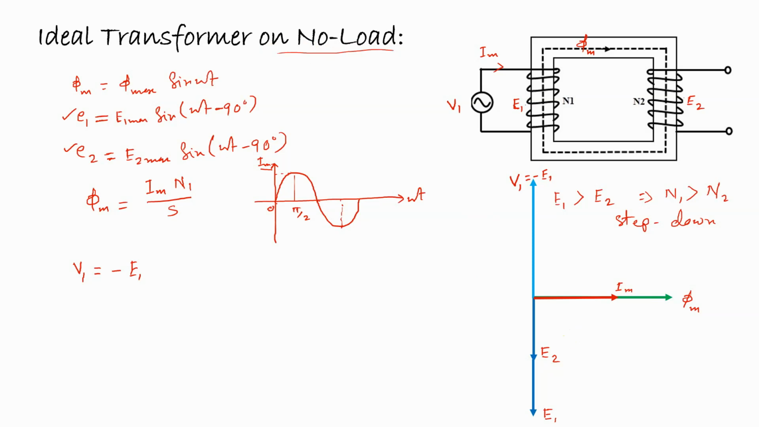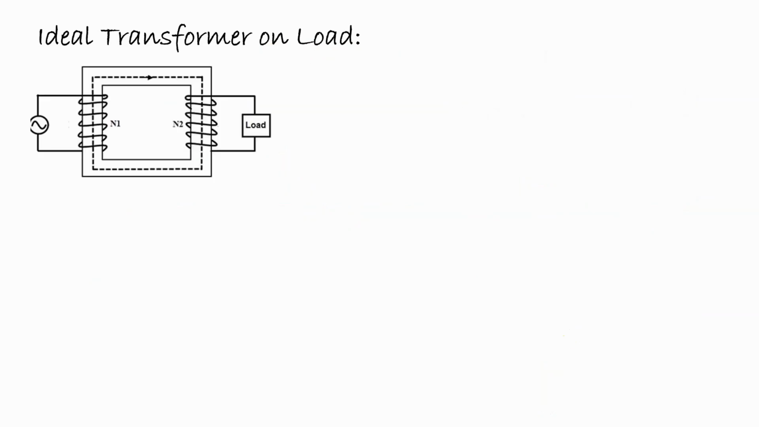Let's see the ideal transformer at loaded condition. So here voltage is applied in the primary side, the number of turns in the primary is N1, and the number of turns in the secondary side is N2. Initially the current flowing was Im. The same current will also flow if the load is connected. The mutual flux is produced here. It will induce the EMF in primary and secondary, that is E1 and E2.